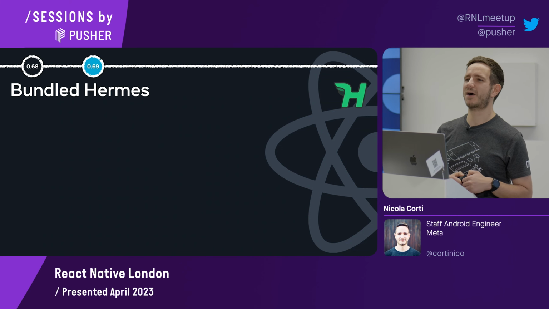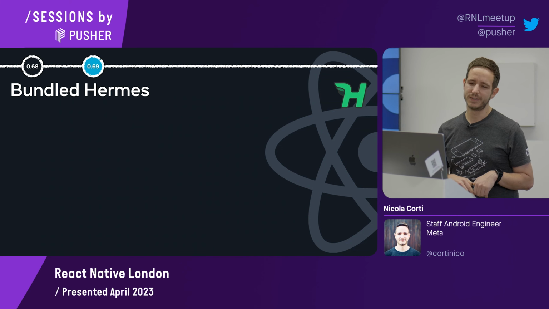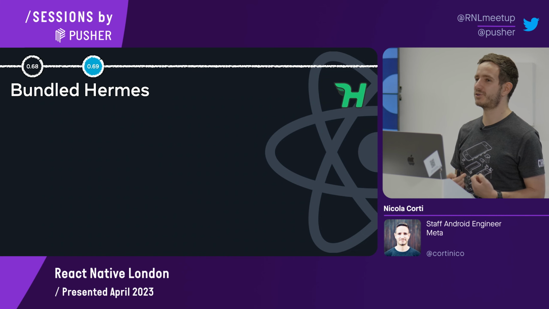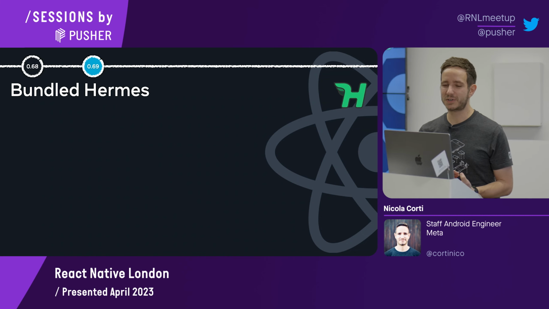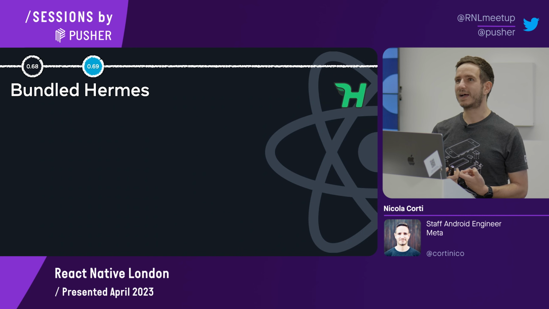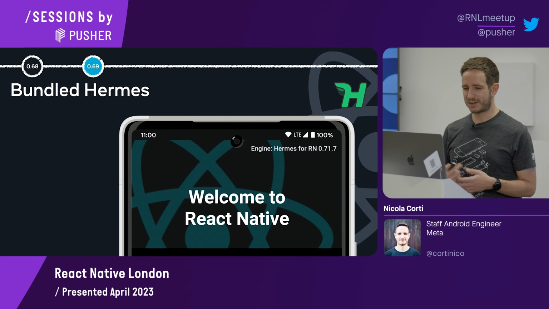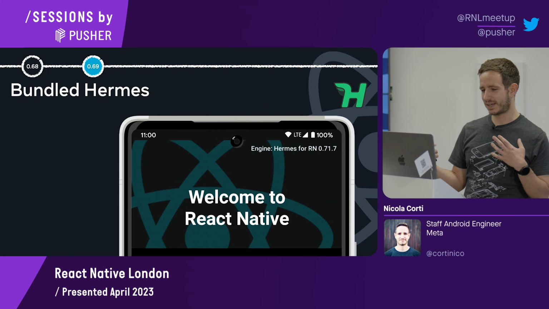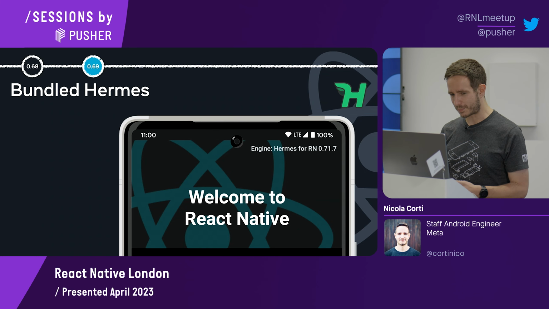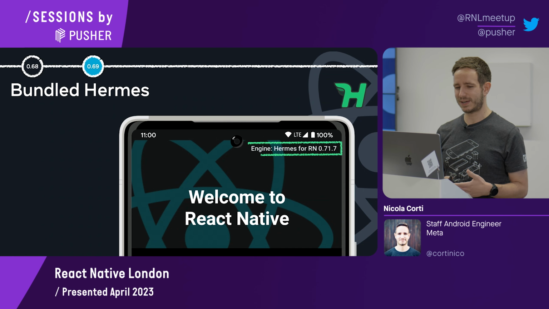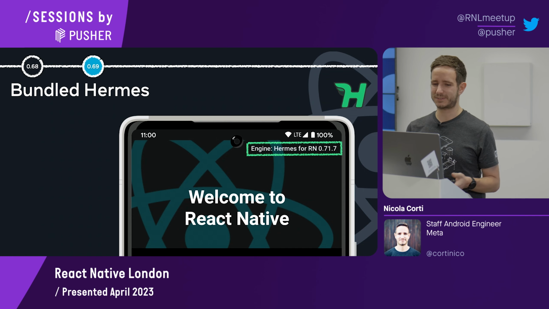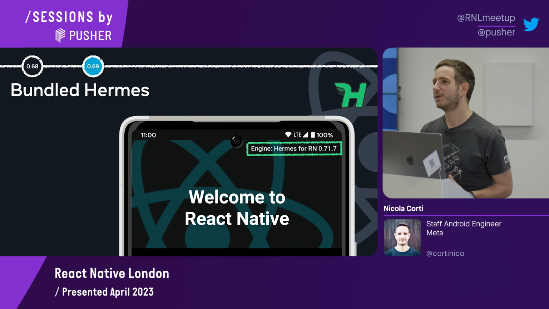So Hermes is our in-house JavaScript engine. And from 0.69, we are shipping a version of Hermes together with the framework, built in a way that we know is 100% compatible. For example, when you run a new app project, you will see on top that the engine is a Hermes built for a given React Native version.